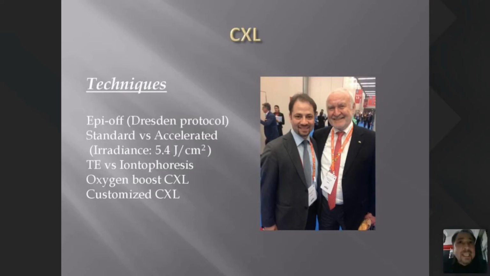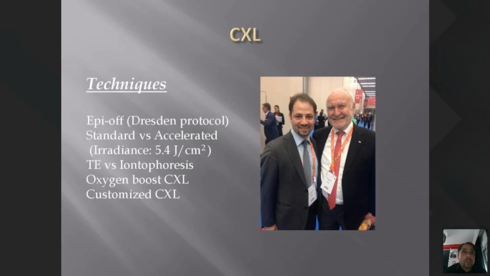We usually don't go less than 5 minutes in irradiation because the efficiency will become less and less because of oxygen depletion. In iontophoresis, it is pretty much the same principle. However, you keep the epithelium on and you enhance the penetration of the riboflavin by using electrodes to push the riboflavin through the intact epithelium.